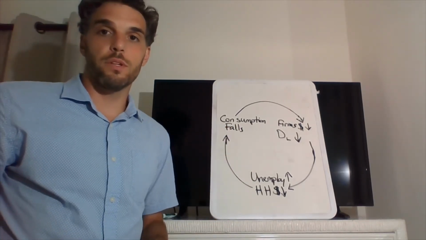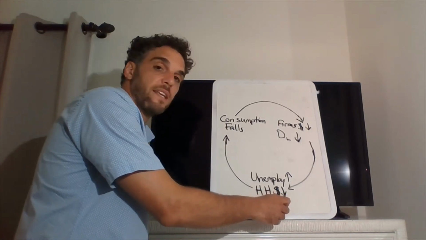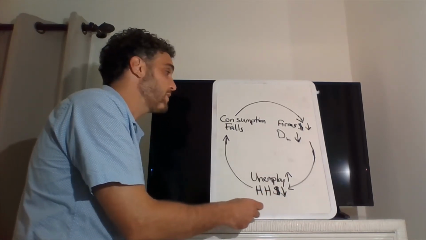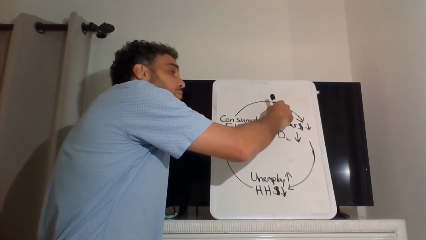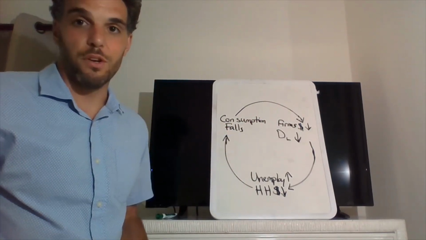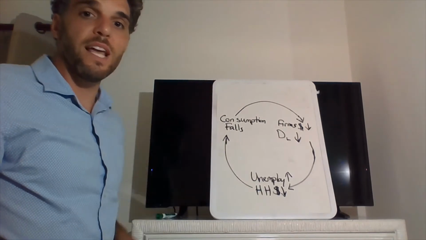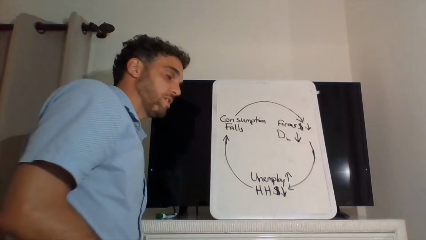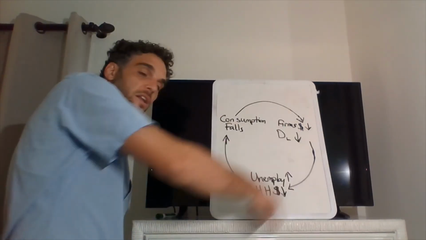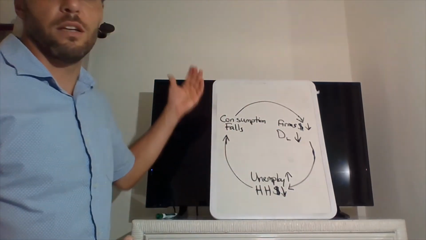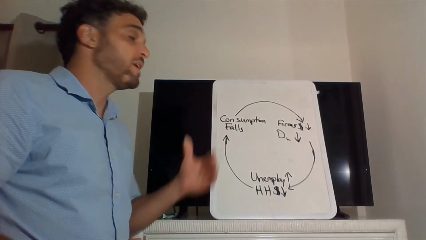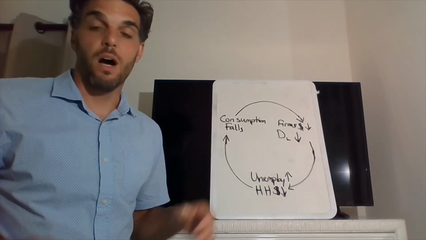Well, if unemployment's going to rise, that means households are going to have less income. If households have less income, they're going to buy less stuff, which means firms are going to receive even less revenue, which means demand for labor is going to continue to decrease. And then we continue to perpetuate the problem. Lower demand for labor, higher unemployment, consumption continues to drop, and firms continue to make less money until we bottom out.